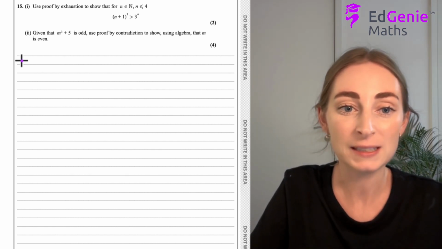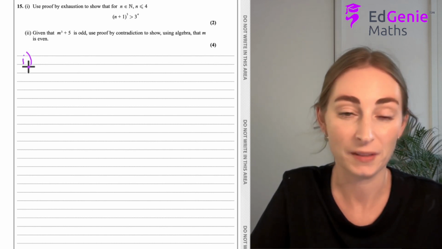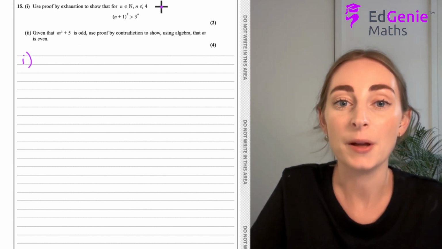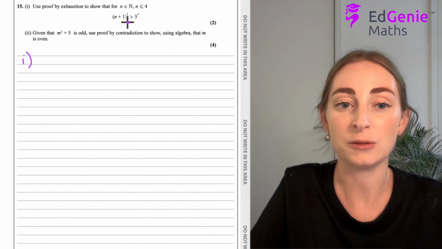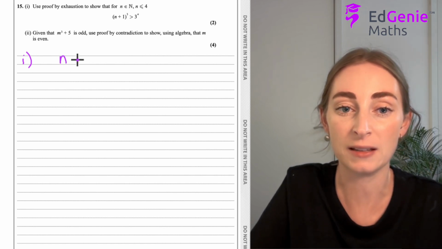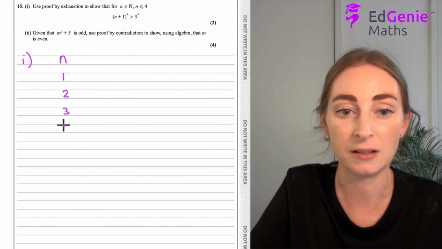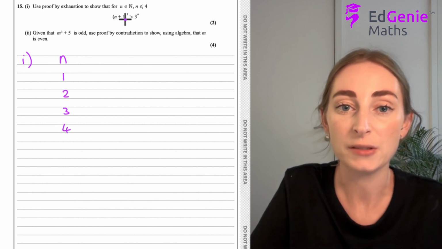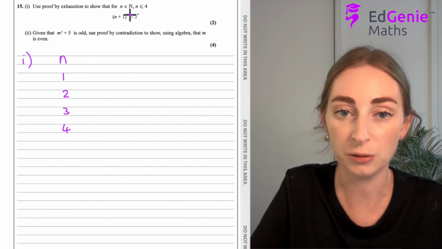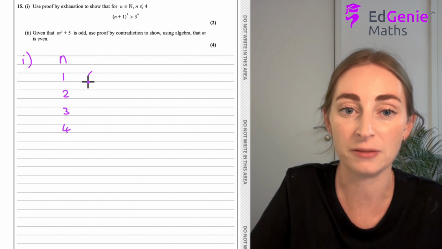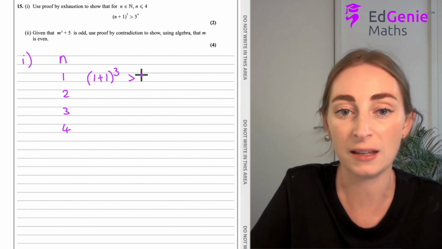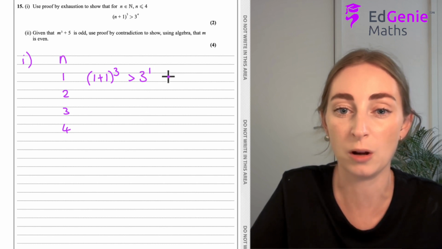Use proof by exhaustion. Almost couldn't say that then. So we're saying n is less than or equal to 4. So I'm going to do a little table here. So n, I'm going to do 1, 2, 3, 4. So (n plus 1) cubed. So here we're going to have (1 plus 1) cubed. Is that greater than 3 to the power of 1?